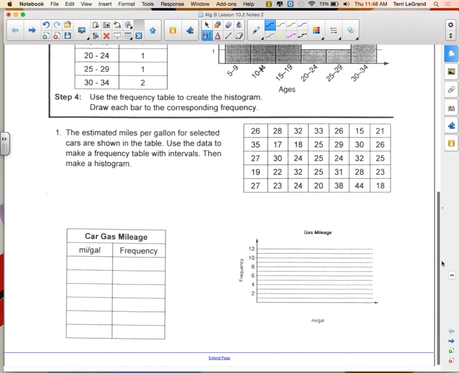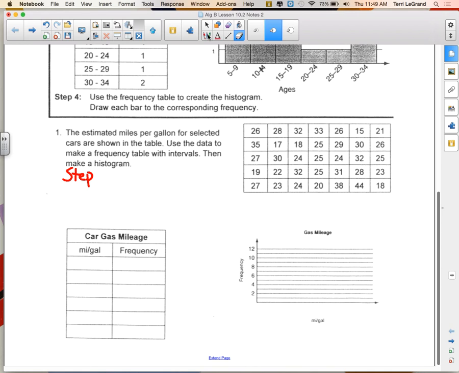The estimated miles per gallon for selected cars are shown in the table. I see a 44 in there, I want that one. Use the data to make a frequency table with intervals, then make a histogram. Okay, step one. This is how we'll show our work. Step one, we have to find the distance of our interval, don't we?